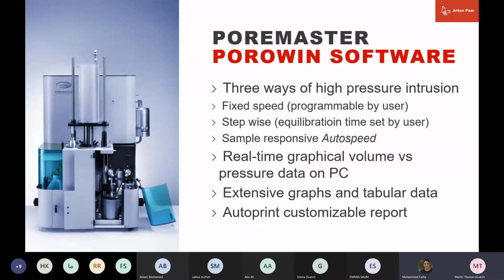And that can be done at a fixed speed, so you can choose whether to go slowly or go quickly. That'll allow you to do a quick run, so you can get a fast analysis if you allow the instrument to go as fast as possible. Or you can slow it down and get more resolution, allow time for the mercury to move through the sample. Okay, we can do it stepwise, so that basically instructs the instrument to go to some target pressure and then wait for some time to allow the mercury to move in. And that can be useful in tight rocks.